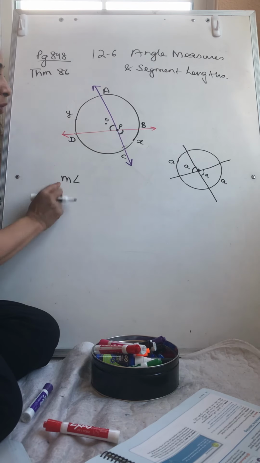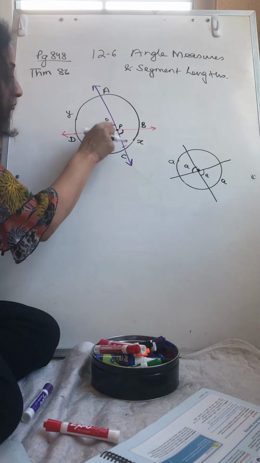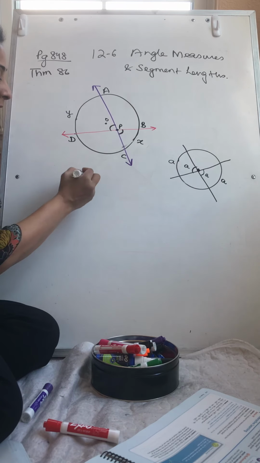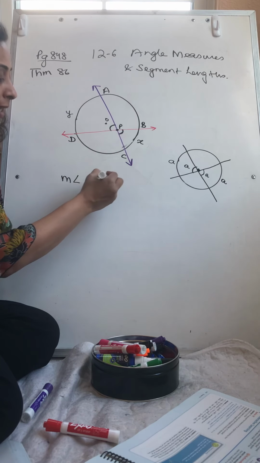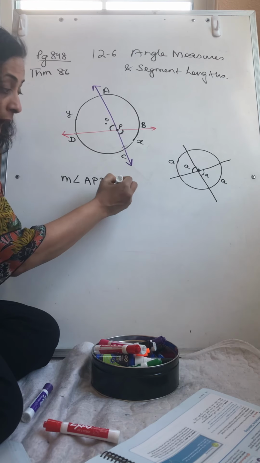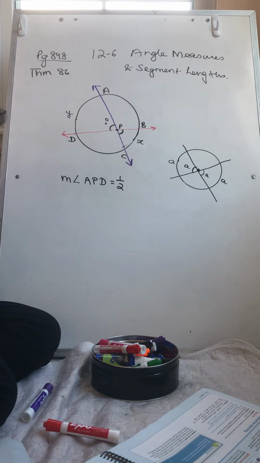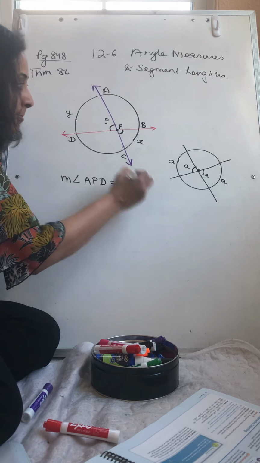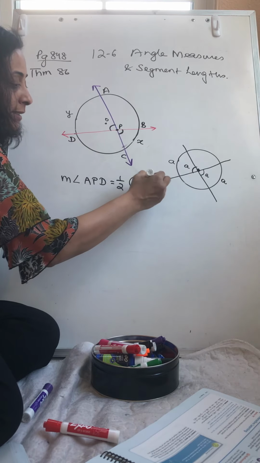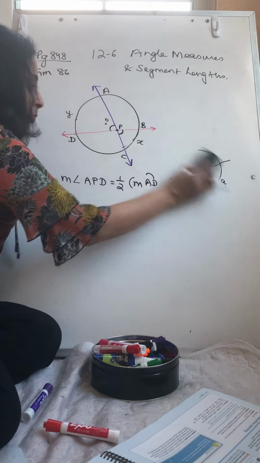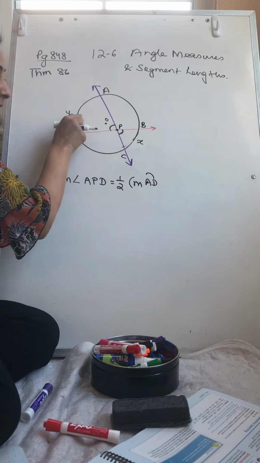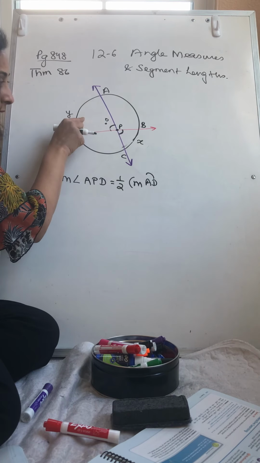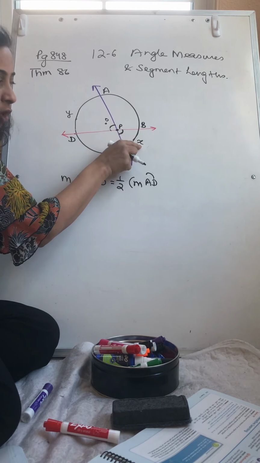Now can I just say measure of angle P? There are four angles here, so I have to specify. Measure of angle APD is what? The theorem says the measure of the angle formed by two lines that intersect inside the circle is half the sum of the measures of the intercepted arcs. So this is going to be half the measure of arc AD. Now there are four arcs here, so you have to be careful which arc. It's the arc intercepted by this angle and its vertical angle. So this arc.